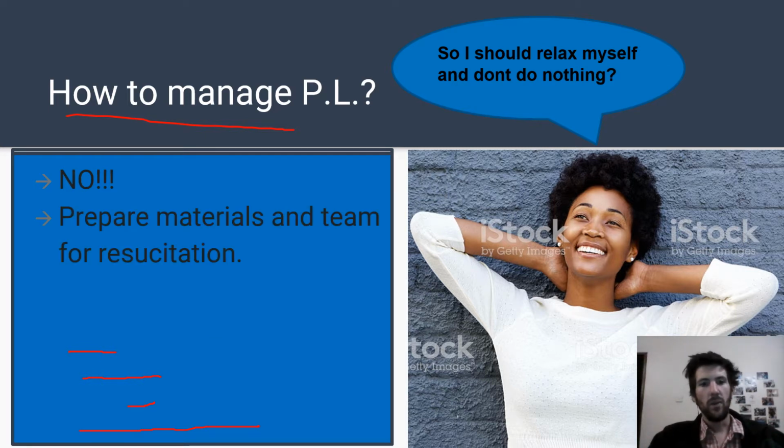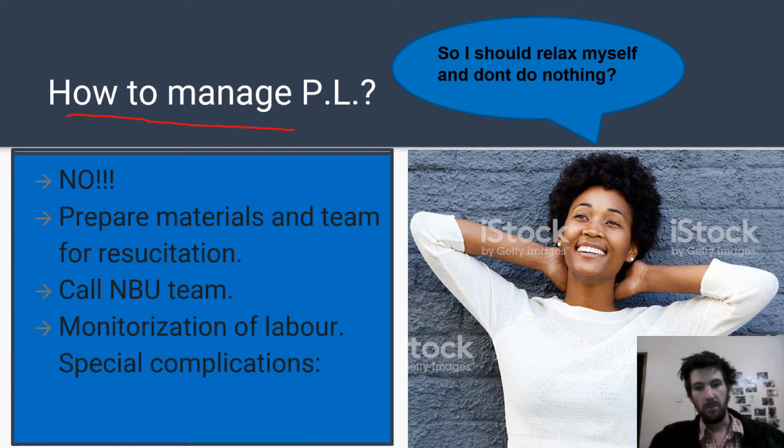So the real answer is no. And why no? Because we have to prepare the materials and the team for the resuscitation. We need to call someone from the MBU to help us, the MBU team. We need strict monitoring of the labor, and there are also special complications that we need to prevent, like the breech delivery, because the baby usually turns the head down after weeks 32, 34. So in that moment, they increase the risk of having a breech delivery, and with that also increase the risk of asphyxia, cord prolapse, a lot of different things. So the answer is no. We don't have to relax. We need to prepare everything to receive this baby and also prevent the complications that can occur.